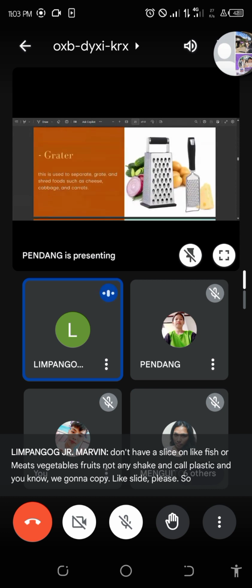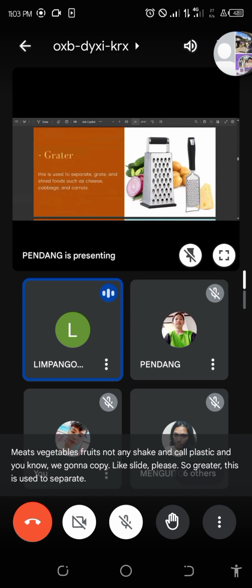So, grater. This is used to separate, grate, and shred foods such as cheese, cabbage, and carrots.